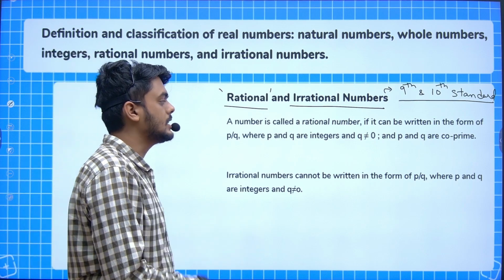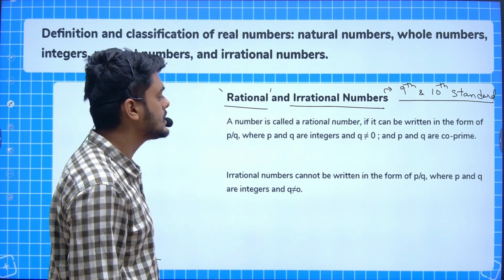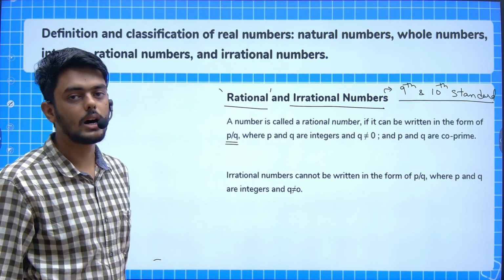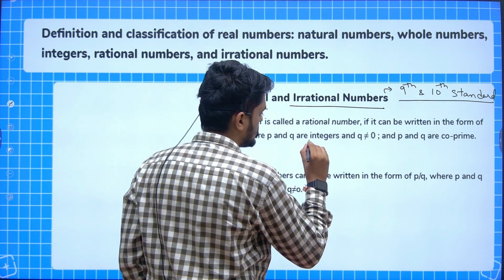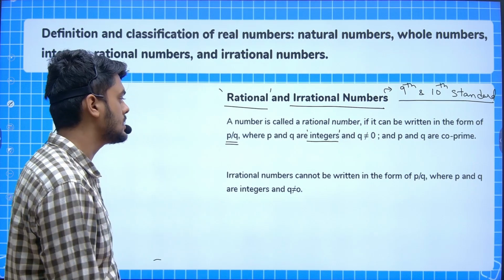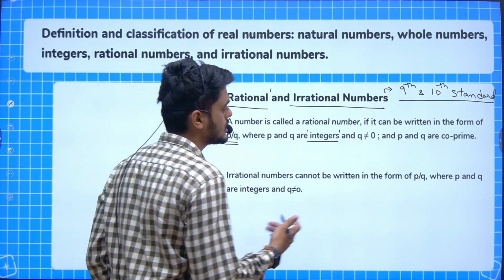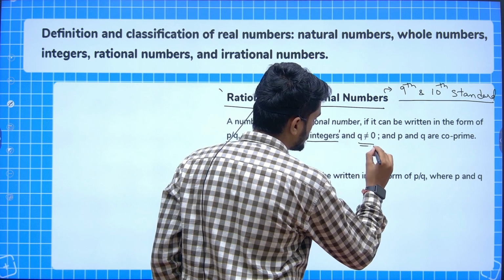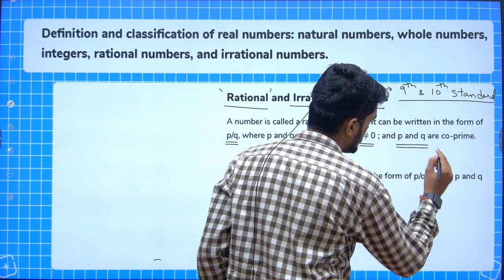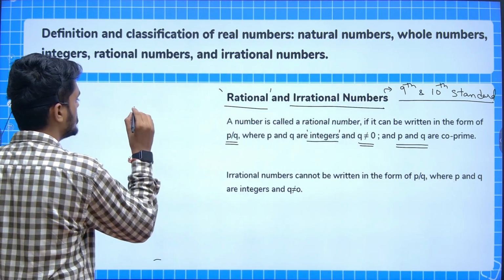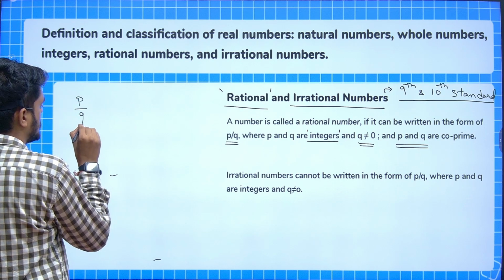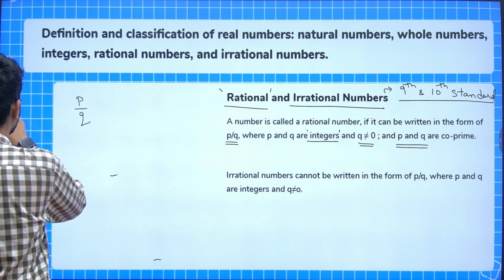The definition says any number which can be written in the form of p by q, where p and q are integers. We have gone through the definition of integers, so we are very well aware of it, and it also has some conditions. Likewise, q cannot be equal to 0, as well as p and q need to be co-prime. This is what we call rational numbers.